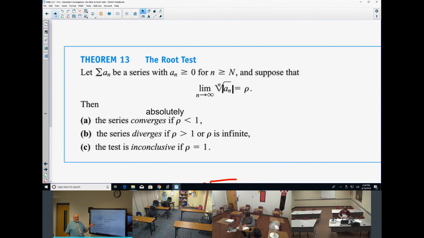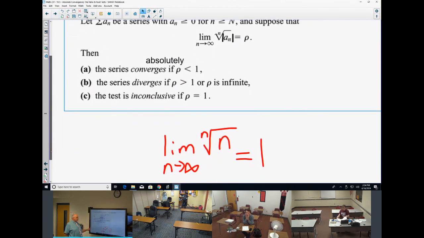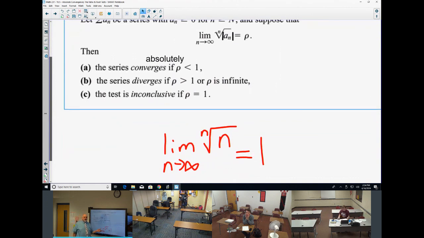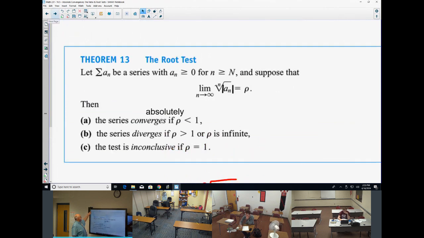And so that's why we teach the ratio and the root test together, because the way you interpret the test is exactly the same for each one. Now, what we need to get practice with here is taking the nth root. A couple of things here. One of the limits that we learned was that the nth root of n as n approaches infinity is 1. So that's going to be important.